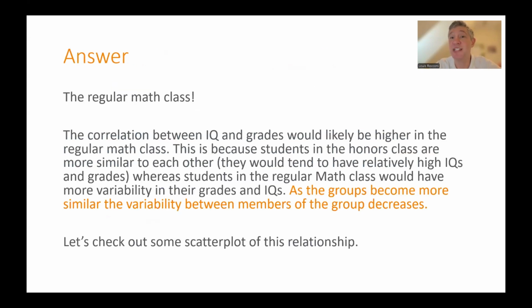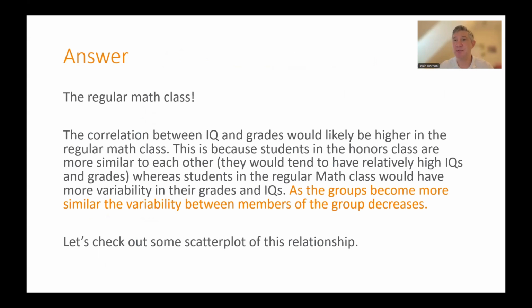So the correlation between grades and IQ is likely to be higher in the regular math class where there's more variability, because students in the honors class should be more similar to each other. They should all tend to have relatively high IQs and relatively high grades, so they're going to be less variable.